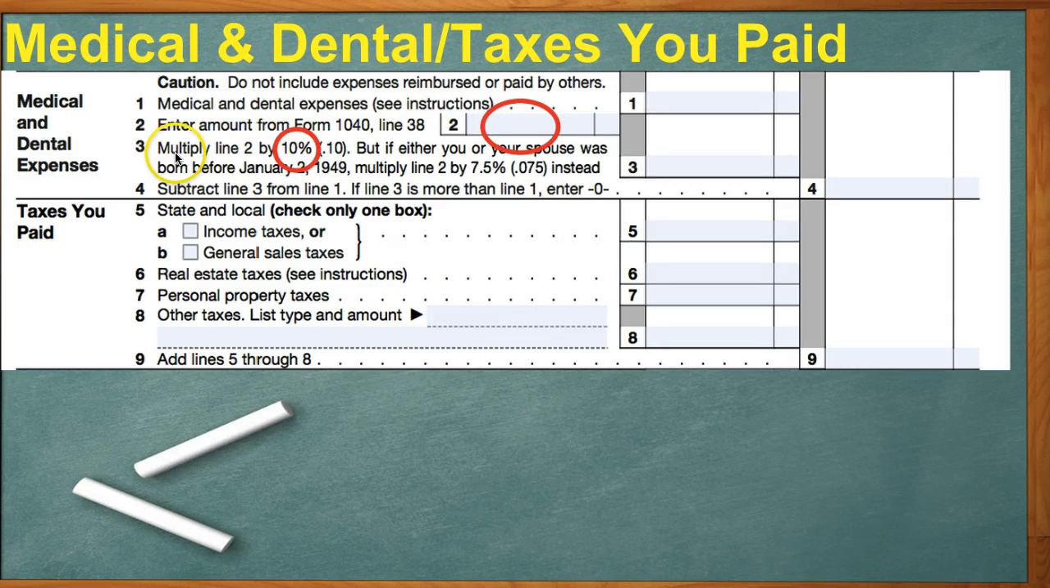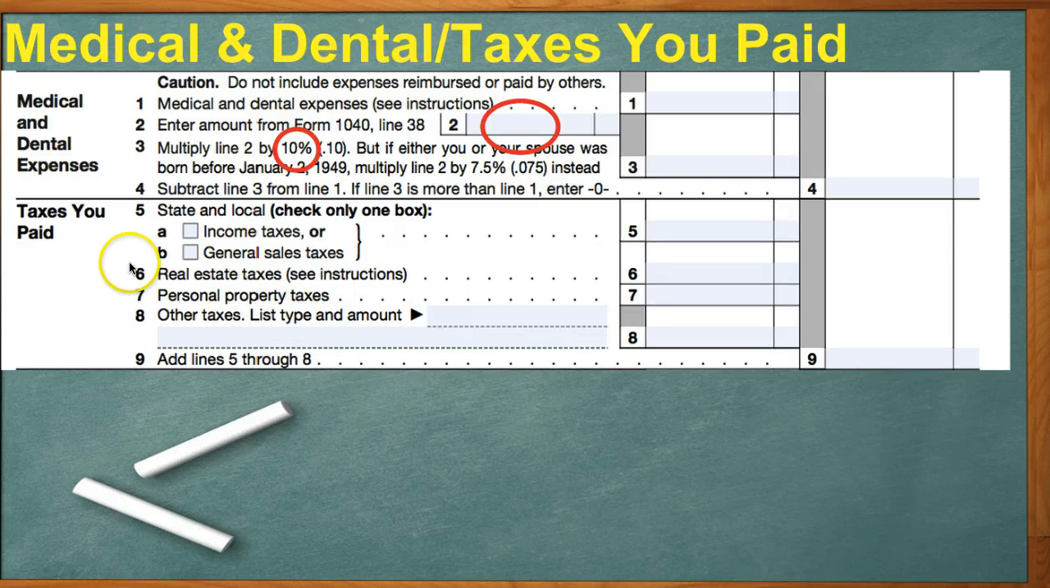On line 3, we're going to multiply line 2, or your AGI, by 10%, and then we'll be putting that here on line 3. Then on line 4, we will subtract line 3 from line 1. So in other words, you can only deduct expenses that exceed 10% of your adjusted gross income. And we'll be trying an example shortly.